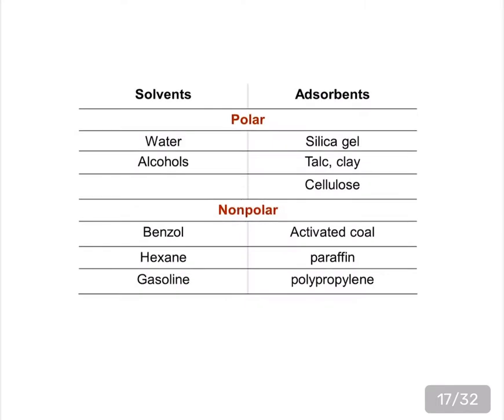So that's why we can divide all liquid and solid materials into polar and non-polar. Polar solvents are water, which has a covalent polar bond between hydrogen and oxygen, and all alcohols because they contain an OH group. Non-polar liquids are benzene, gasoline, and liquid hydrocarbons, for example, hexane.